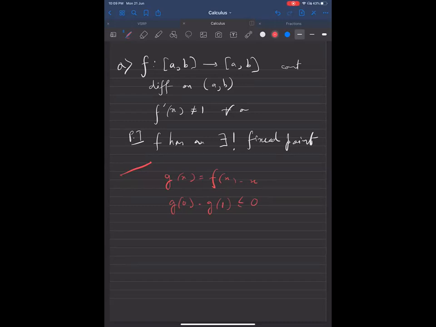And then what you do is, suppose there are two fixed points. So if there are a and b both fixed points, and g(a) is equal to 0, g(b) is also equal to 0. Fixed point of f, I mean. If f(a) is equal to a and f(b) is equal to b, then g(a) is equal to 0 and g(b) is equal to 0. There is some c where g prime of c is 0. So in that case, f prime of c is equal to what? Is equal to 1, which is not possible.